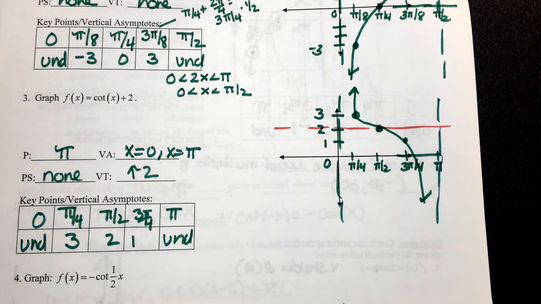So the only transformation in number 3 you had to do was the vertical shift. So divisions along the x-axis are just like the parent function. Again, your baseline's at 2, and the a value is 1, so you're 1 unit above and 1 unit below the baseline. So any questions on number 3?